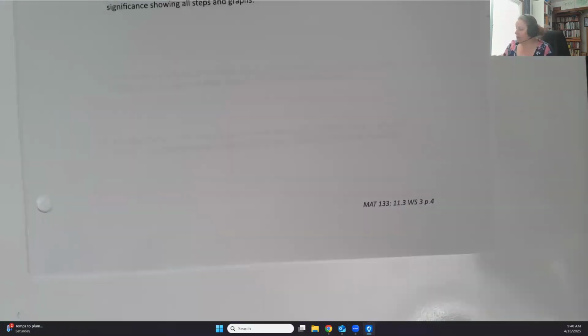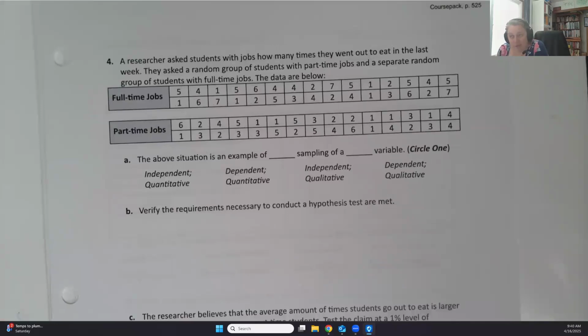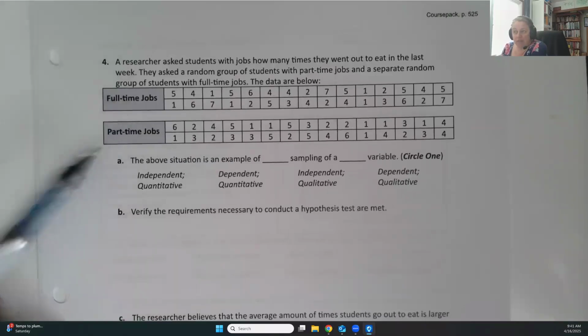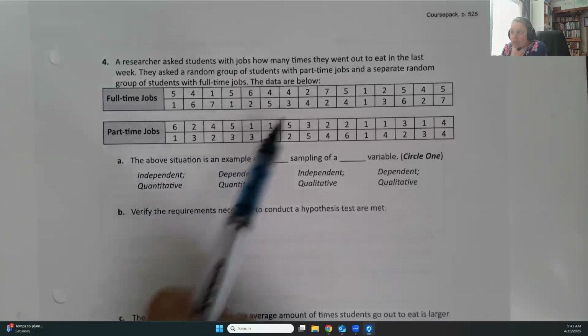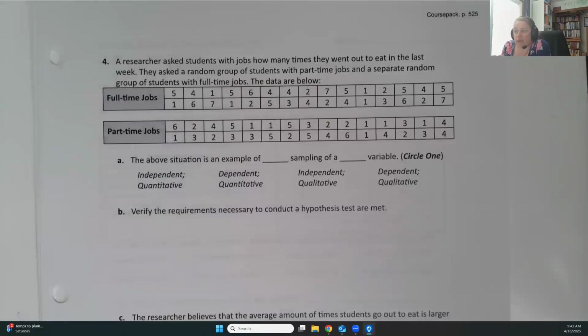All right, so then I'm not going to do this one so much, but I will help you with A, just to make sure everybody gets it. These are a group of students that have part-time jobs and another group of students that have full-time jobs. And this is the number of, what is it? How many times out they ate last week, right? So how many times out did you eat last week? So which one are you going to circle for A? Independent, dependent, quantitative, or qualitative?